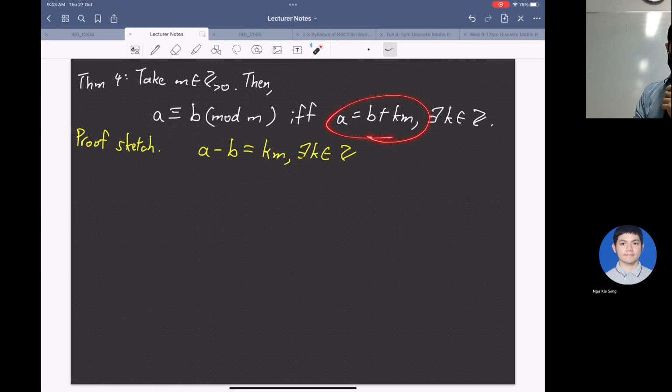Then to show this, you just move the B to the other side. If you have this, then you can minus B on both sides. Then you can see that A minus B is divisible by n, sorry, divisible by n. Which means A is congruent to B mod n.